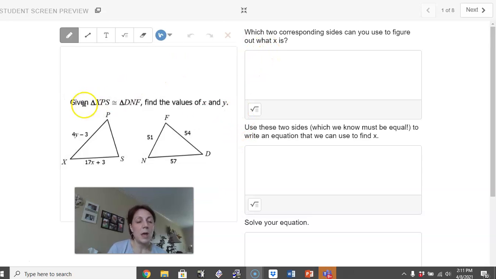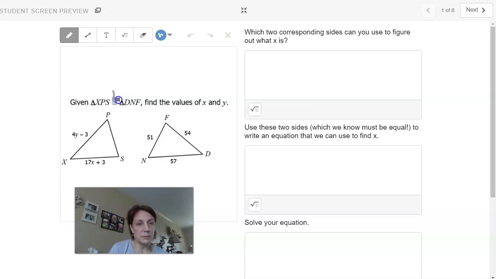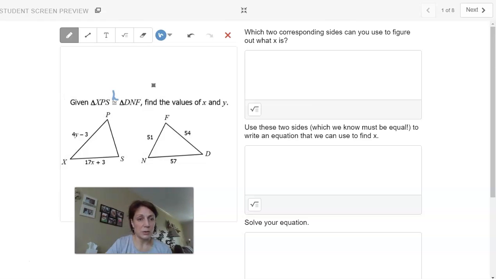Okay, so we see here in our diagram, we're given two triangles, and they tell us they're congruent, right? That's what this little sign right here means. It means they're congruent. And so the first thing I want to do when I do a problem like this is match up all my sides. I like to color code them because honestly, once I start looking at algebra, I don't want to have to be thinking about which side goes with which and which angle goes with which.